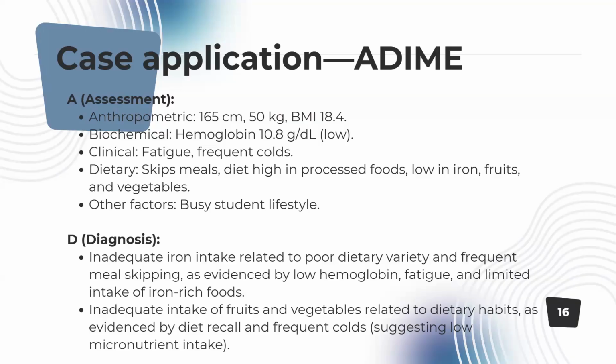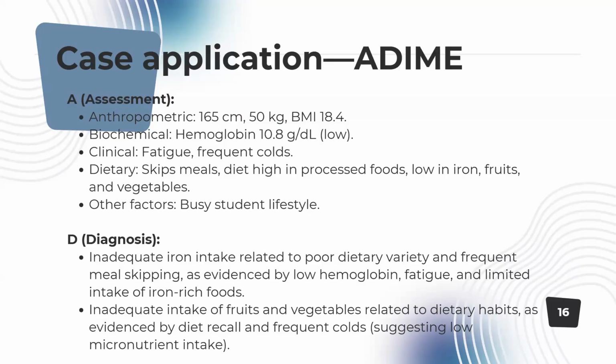She's a busy student. Okay, the biochemical, her hemoglobin is low. Clinical, she has fatigue and frequent colds. If you did an NFPE, the results of that will be listed here as well. And dietary, she can skip meals, diet is high in processed foods, low in iron, fruits and vegetables. And then you come up with a nutrition diagnosis. The next video series will be focused on the nutrition diagnosis, but this is an overview.